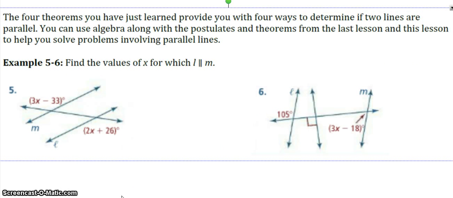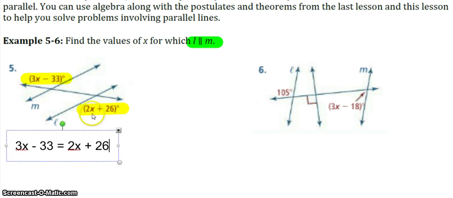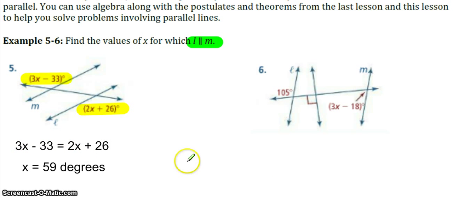When we start 5 and 6 here, we know that L and M are parallel, so we're going to find the values of X applying our theorems that we just learned. Pause the video, go ahead, give this a shot. Since these angles here are alternate exterior, we know that they would be congruent, so we can set up an equation here, and then we'll solve the equation to find our X. And when we solve, we find X to be 59 degrees.